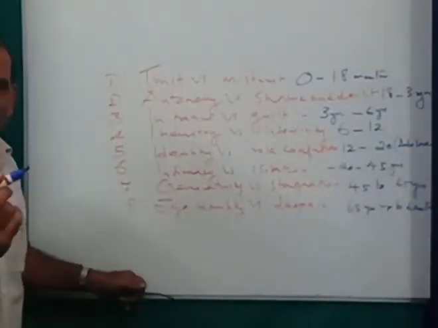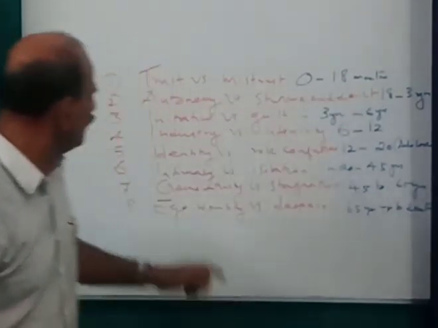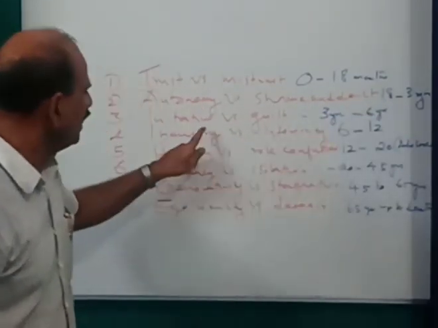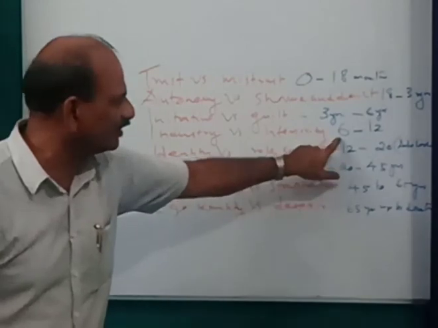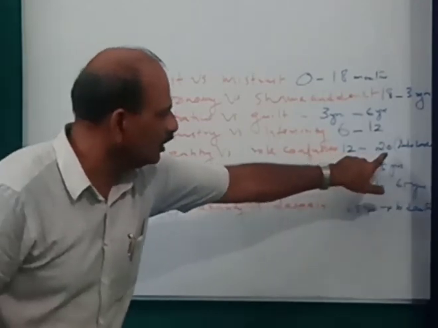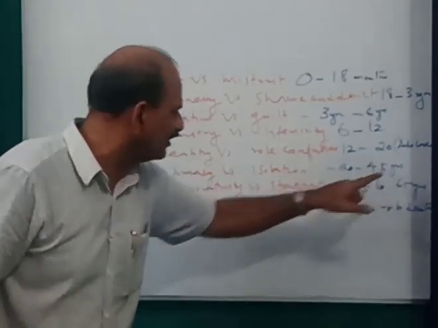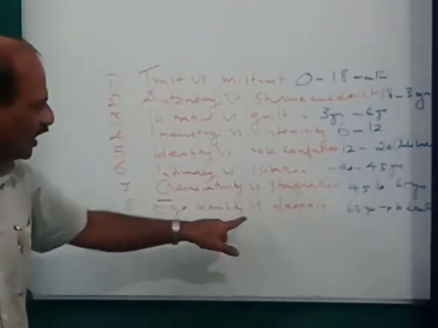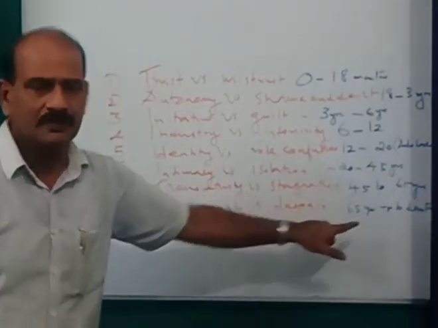So these are the stages of psychosocial development. Trust versus mistrust, birth to 18 months. Then autonomy versus shame and doubt, 18 months up to 3 years. Initiative versus guilt, 3 to 6 years. Industry versus inferiority, 6 to 12 years. Identity versus role confusion, 12 up to 20 years of age. Then intimacy versus isolation, 20 up to 45 years. Then generativity versus stagnation, 45 to 65 years. And the last one, ego identity versus despair, 65 years of age up to death.